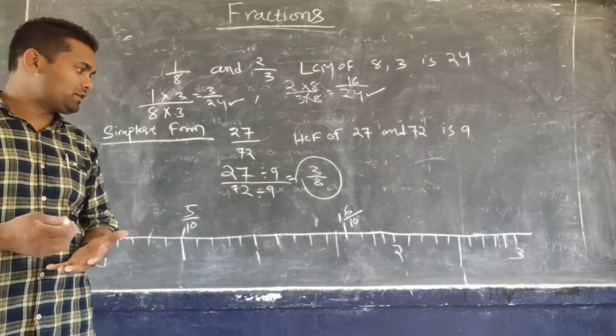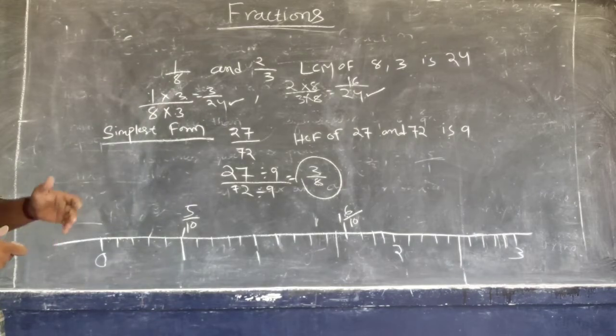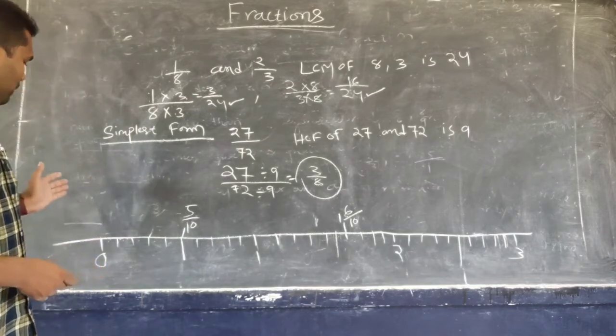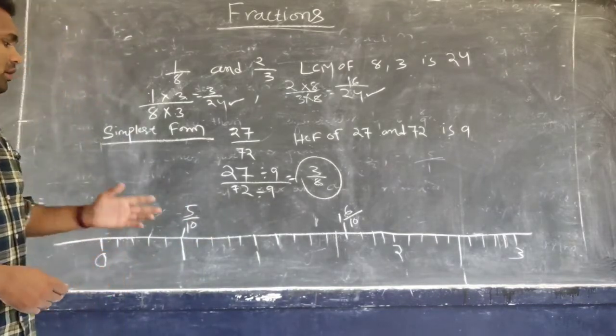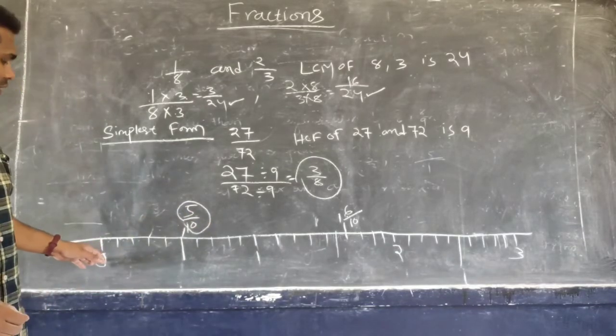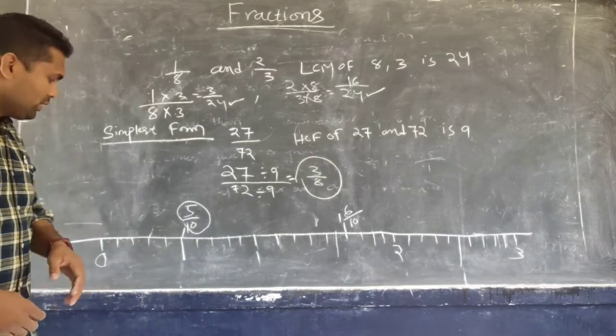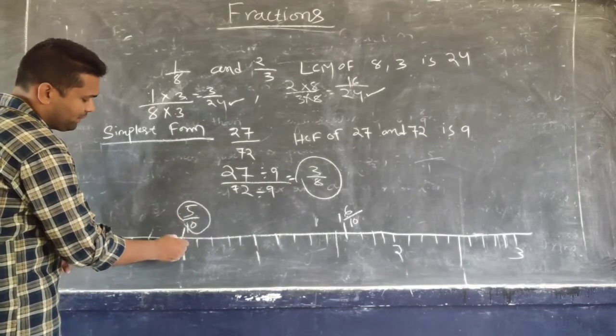Next and last one is the number line. How do we represent a fraction on the number line? If we represent a proper fraction on the number line, the proper fraction always lies between 0 and 1. Next, here 5 by 10. 5 by 10 means we divide 0 to 1 into 10 parts. Then we count 1, 2, 3, 4, 5. So 5 by 10 is placed here.